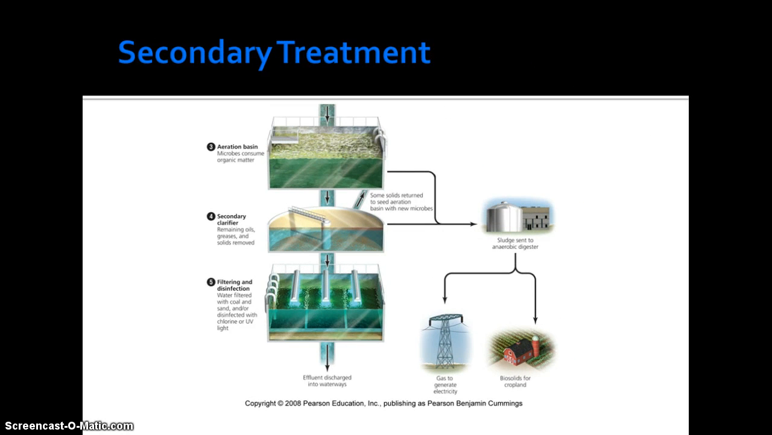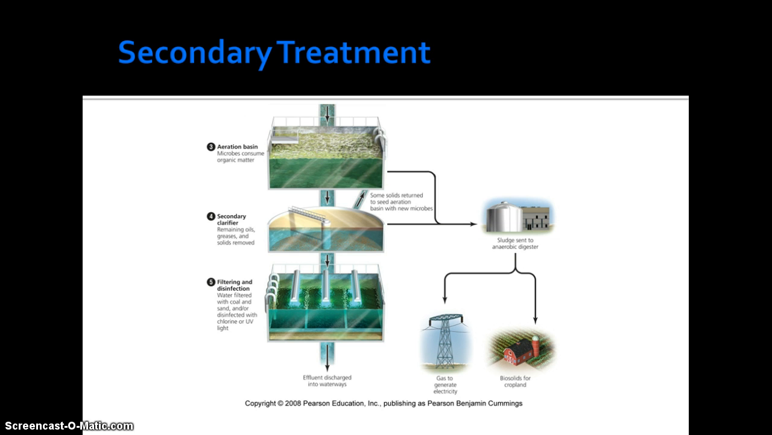For a closer look at secondary treatment, three common steps include an aeration basin, a secondary clarifier, followed by filtering and disinfection. In the aeration basin, oxygen is added into the water column, generally through agitation or a waterfall. The high dissolved oxygen levels in the water column promote aerobic bacteria breakdown of the organic wastes.